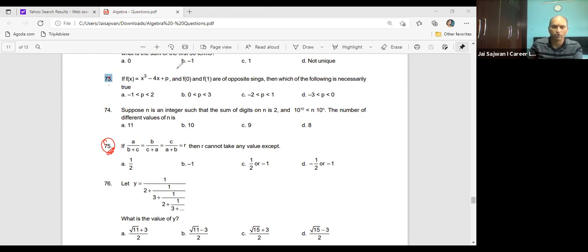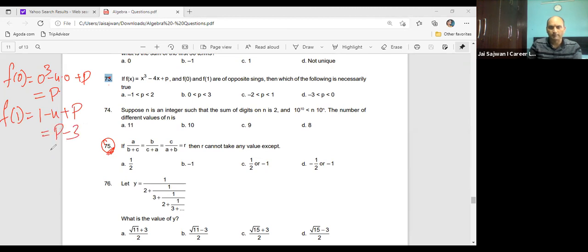In fact, there I gave you the logic. Look at this. What is F0? F0, you'll say 0 cube minus 4 into 0 plus P. That comes out to be P. What is F1? You are going to put 1 minus 4 plus P. That is P minus 3, which is F1. Now you know they are of opposite sign. I don't know which one is positive and which one is negative.